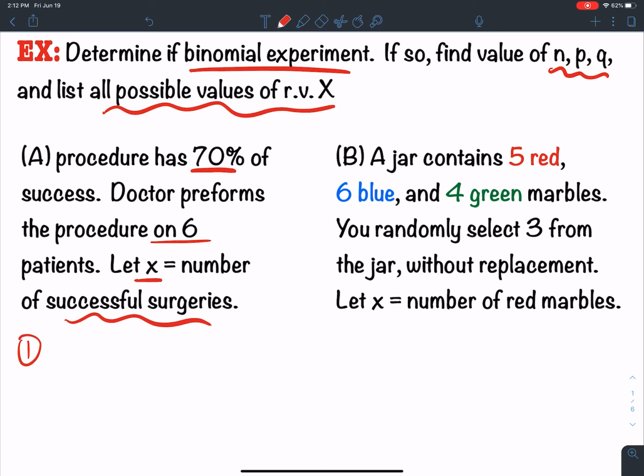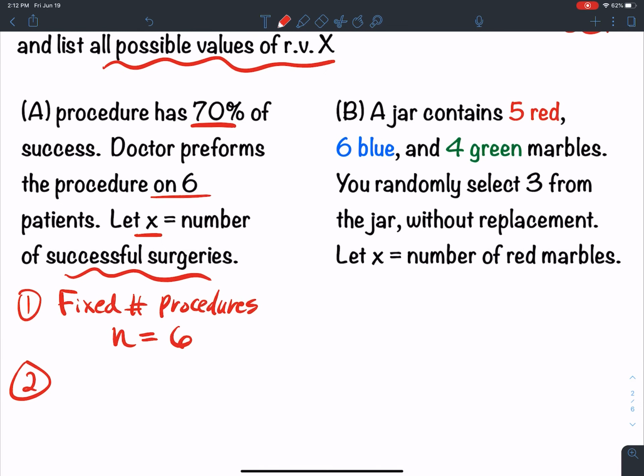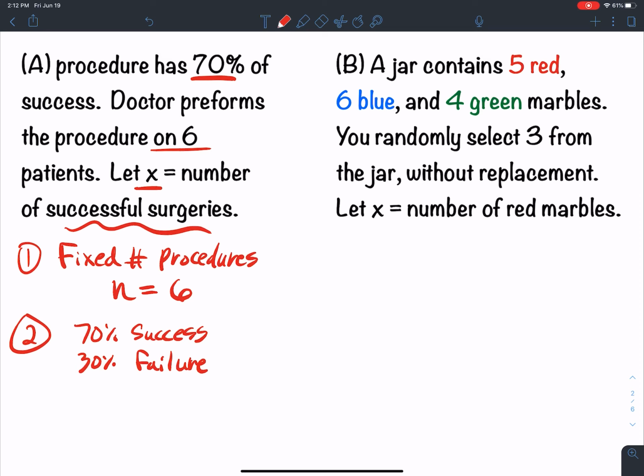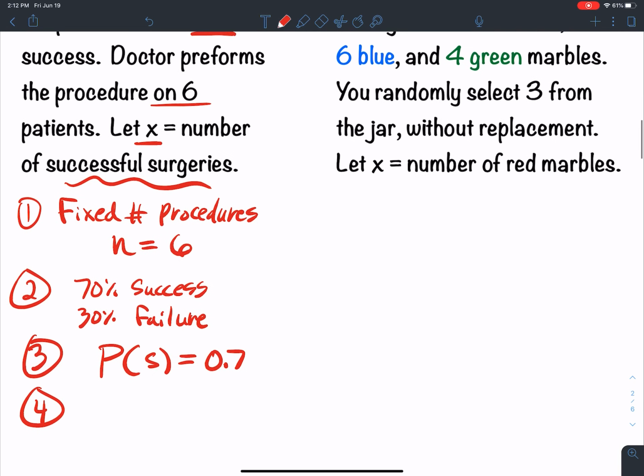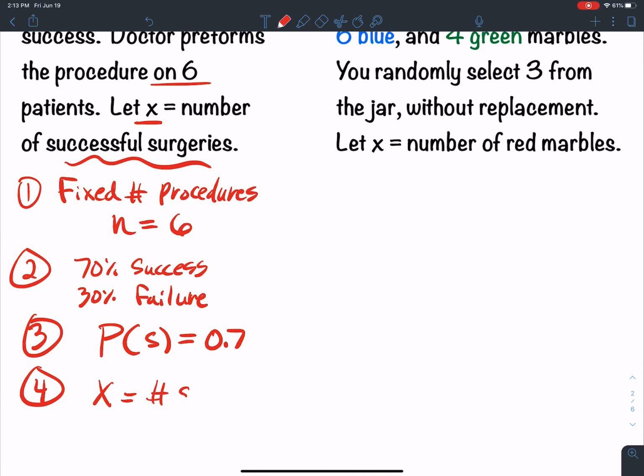So, number 1, is there a fixed number of trials? Yes, there is. Fixed number of procedures. n equal to 6. There's 6 trials. Number 2, there are only 2 possible outcomes, either a success or failure. So there's a 70% chance for success and a 30% chance for failure. You're either a failure or you're a success. That's it. Only 2 outcomes. Number 3, the probability of success is the same every time. The probability of success is 0.7, 70% every time. And the last one, the random variable, counts the number of successes.